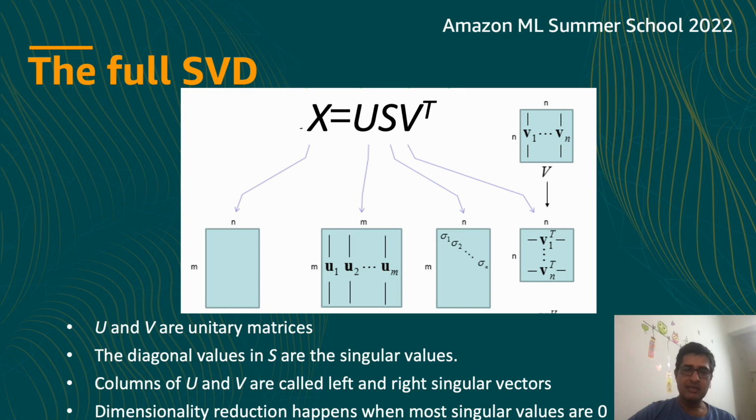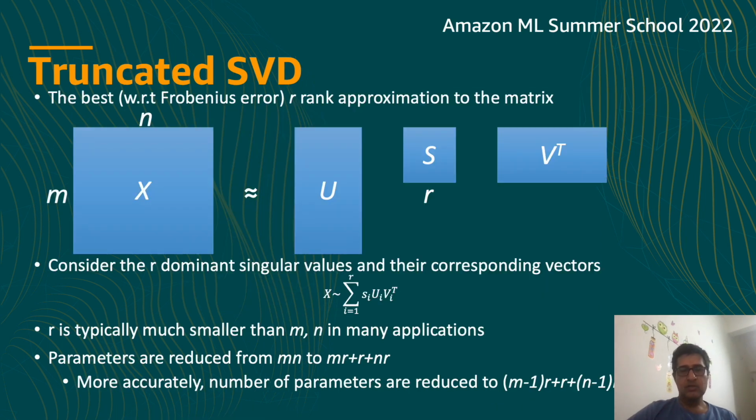Now, the dimensionality reduction actually takes place only when you find out that a lot of these members of S, or the diagonal values, are actually zero. Okay. Once you find out that many of these are zero, essentially what you would find is that you are able to represent the matrix X in a much smaller dimensional space. So this is how the matrix multiplication actually looks like.